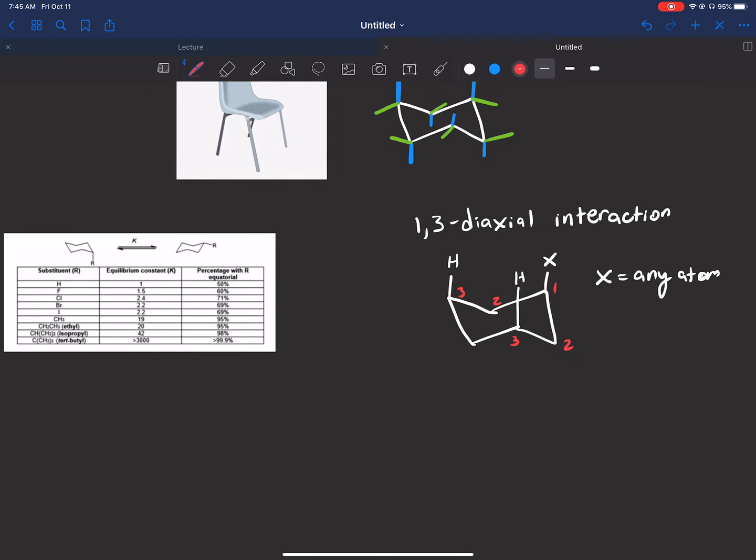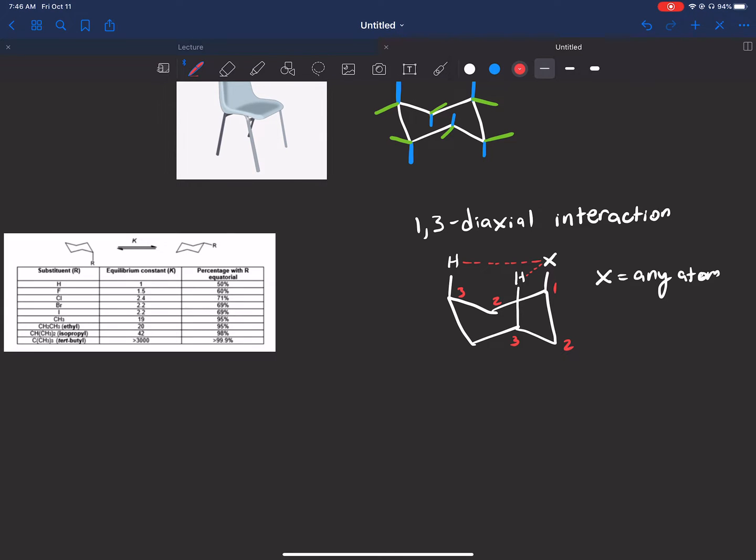Okay, and so these 1-3 diaxial interactions are the interactions between the groups on the atom I labeled on carbon 1, and carbon 3, 1 and 3. So when we have groups that are axial like that, there will be more 1-3 diaxial interactions. When they're equatorial, we won't have those interactions, which can help make the chair more stable, all right?